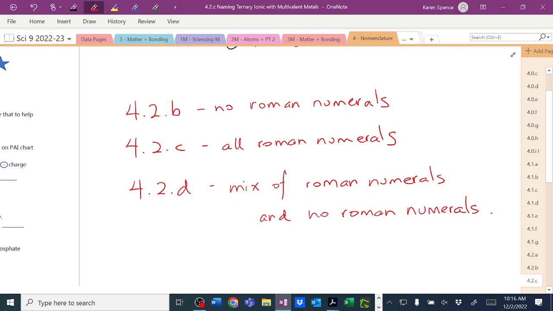If you know if it needs a Roman numeral or not, where is my yellow paper? I'll be right back. Yeah, gray zone needs them. And then the white zone or yellow zone does not need them.